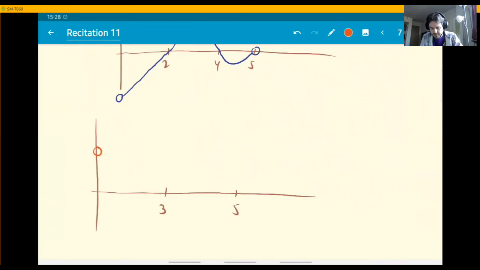Some positive function here, whatever it does, then some negative function. We don't know if it goes up to 0 again or not. Doesn't matter. DNE at 5 and then equal to 0. This is a possibility for f double prime.